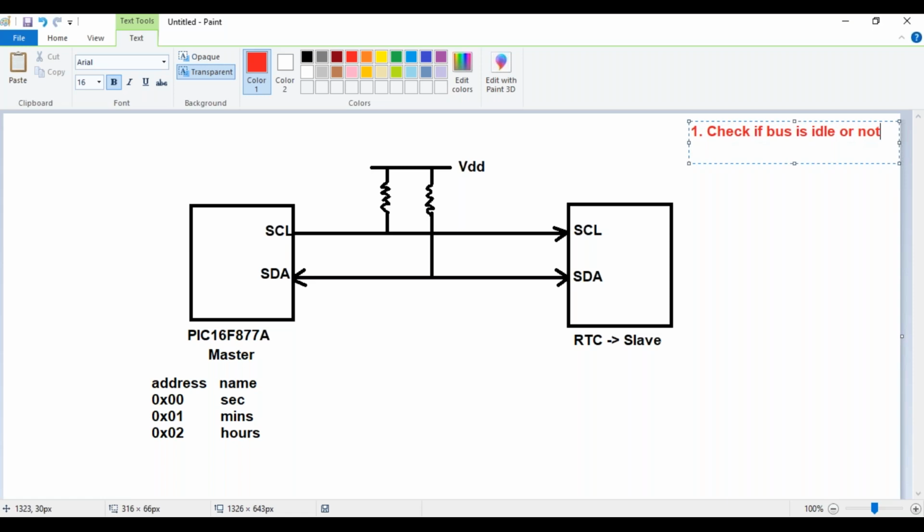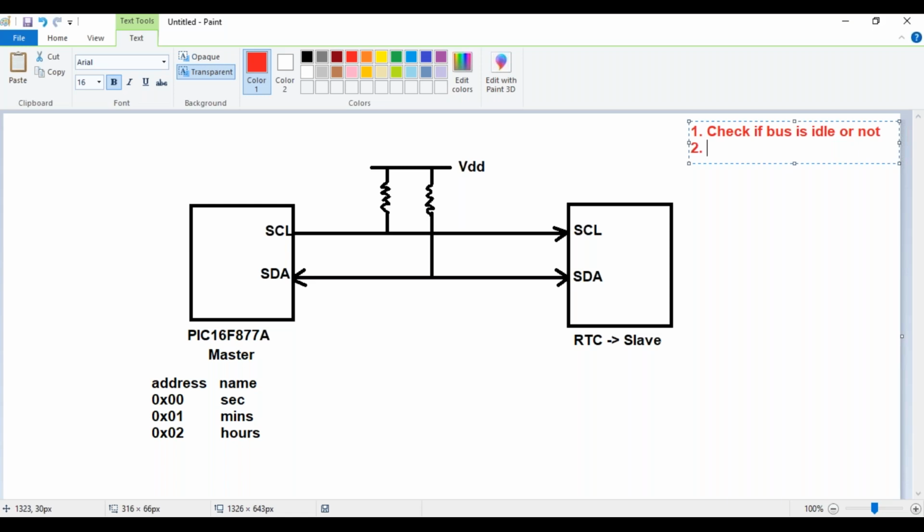Now assume you identified that the bus is idle. What will be the second step? After you identify whether the bus is idle, what will be the second step? Do I transmit the address directly?